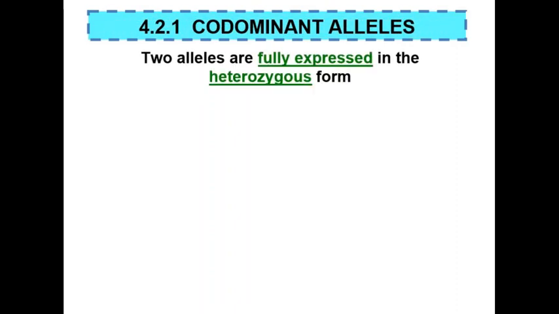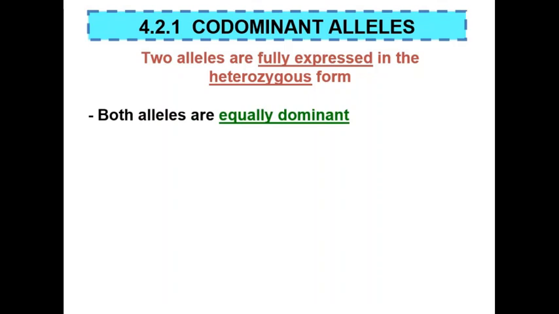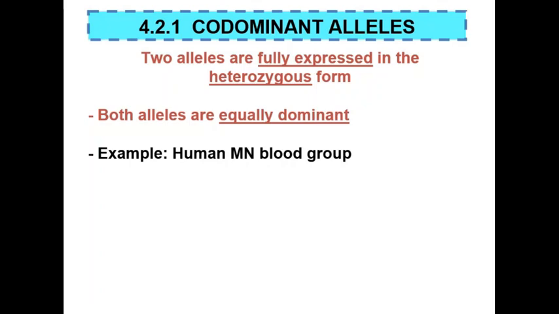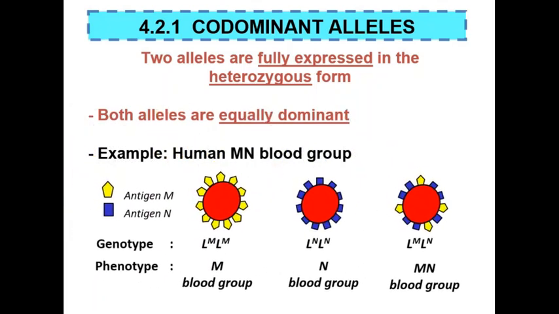Okay, let's start with codominant allele. Codominant allele occurs when two alleles are fully expressed in heterozygous form. This is because both alleles are equally dominant. For example, in the human MN blood group. Do take note of how the alleles are denominated. Capital L with superscript M refers to the allele that produces antigen M, while capital L with superscript N refers to the allele that produces antigen N.